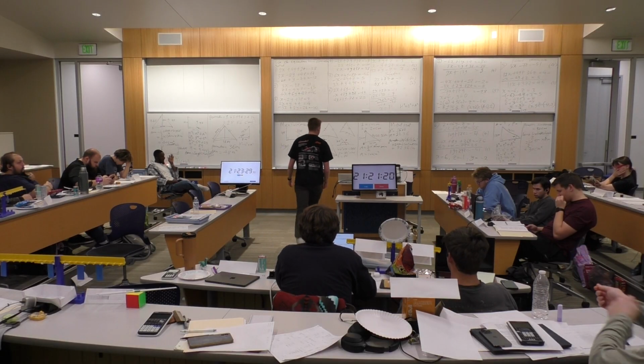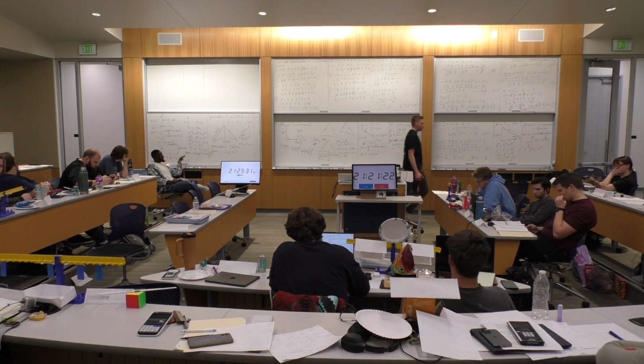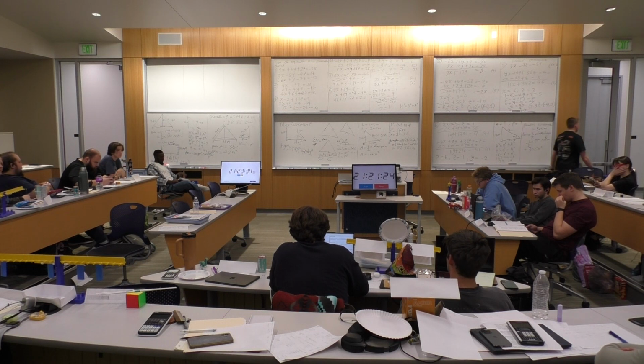Then what about the area? The area is the length, which is 10 centimeters, times the width, which is 6 centimeters. That will give you 60 centimeters squared. Right?